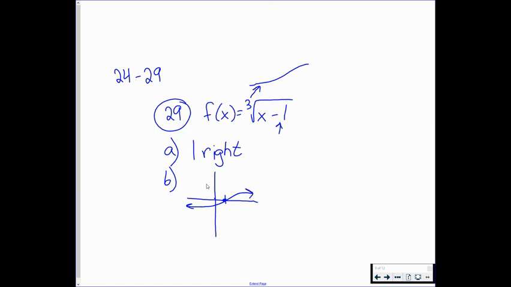And that's what your sketch is going to look like, shifting the graph 1 unit to the right. If you struggled with questions 24 through 29, this did come from section 1.6, A, B, and C, where we talked about graphing transformations of parent functions.